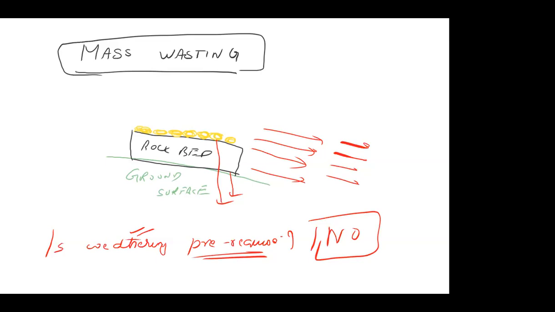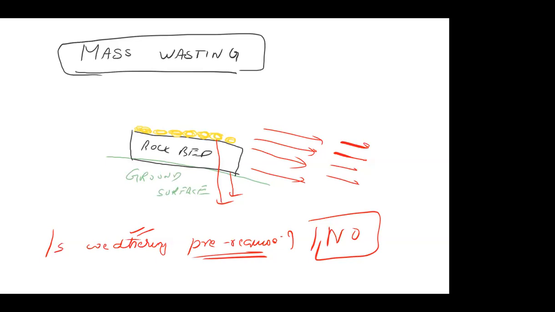Why is it not? Because conceptually we understand mass wasting is all about gravity, right? And gravity doesn't only act on the rock bed, but also on the weathered materials. For erosion, water or air carries the rock from one place to another, and weathering is required, right?